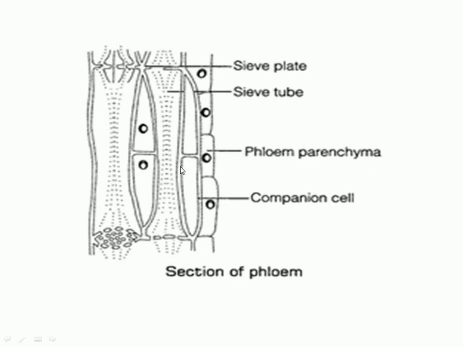Now this diagram shows the sieve tube element and the companion cell; these companion cells are a characteristic feature of angiosperms. So here the phloem parenchyma is attached to the companion cell in the angiosperm, but in the gymnosperm and the pteridophytes this companion cell is absent. So the phloem parenchyma is directly attached to the sieve cells, which are present in place of the sieve tube element inside the gymnosperm and the pteridophytes.